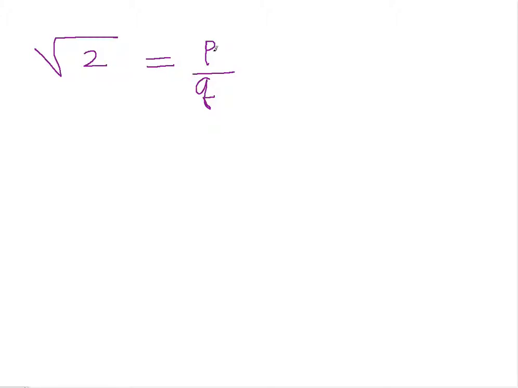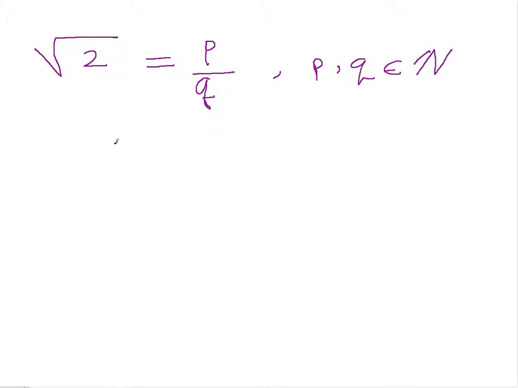So it can be written as a fraction of two natural numbers p and q. I can assume that it's a fraction of two natural numbers because square root of 2 is positive, right? Then I'm gonna try to get a contradiction, and that's how I'm gonna prove that it's actually irrational. So I'm gonna assume the opposite right now. So I'm gonna assume that p and q are natural numbers. Okay.